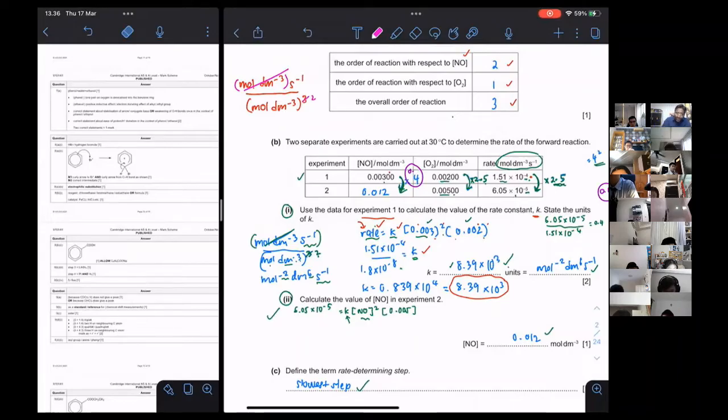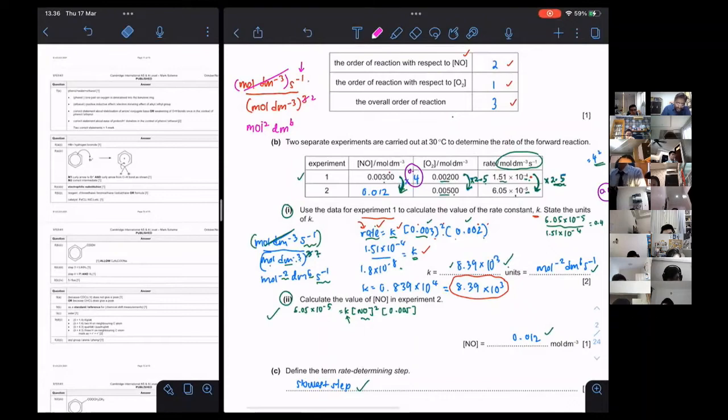The students will always miss out this per second. So when I bring this equation up, it will become mole to the power of 2. So this will become negative 2. And then dm to the power of negative 6 will become dm to the power of 6. And then students will miss out this. That is the part why they will miss that out.